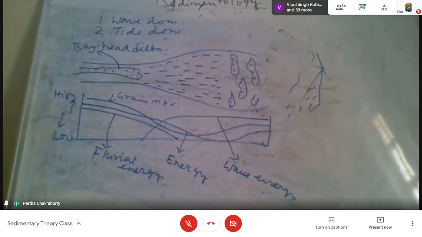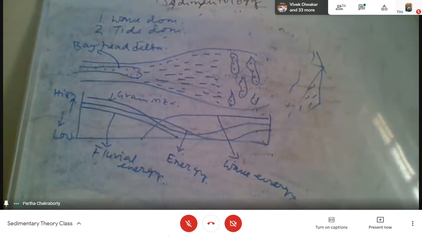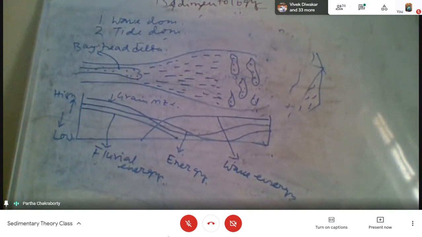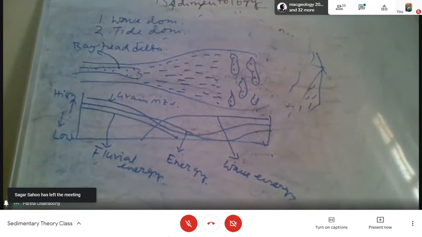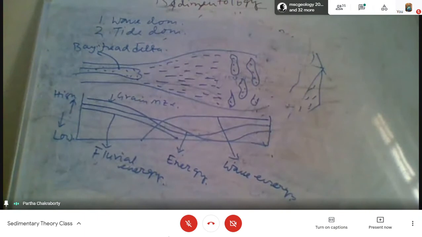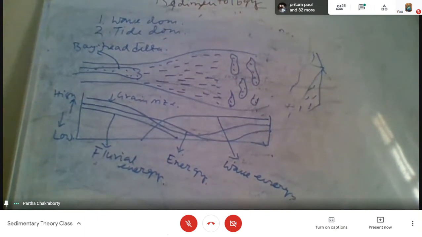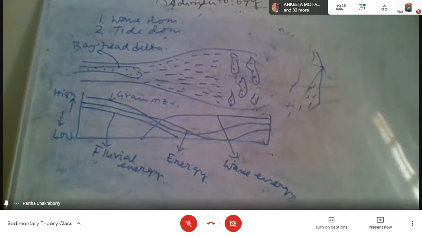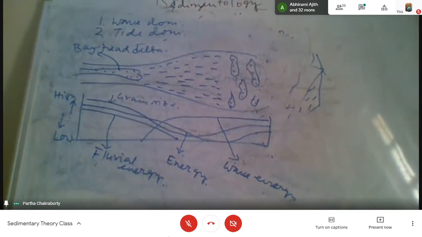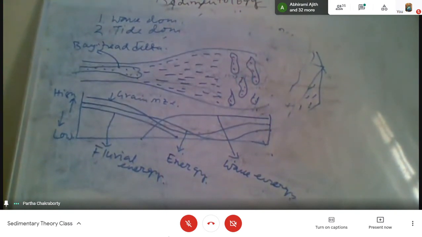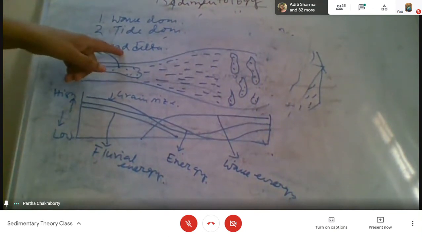This is a model for wave dominated delta. Have you drawn it? No, sir. Just draw it and then I will discuss. This is Bayhead Delta.